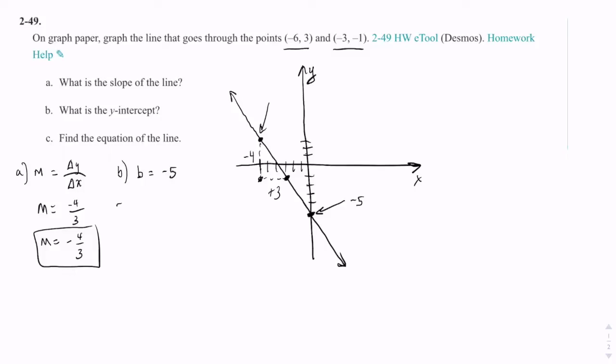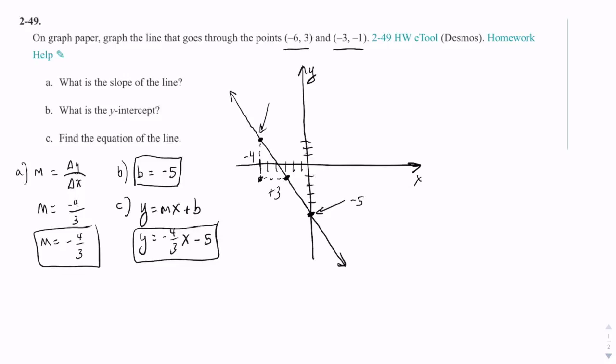And then for C, they're saying, what's the equation of the line? So slope-intercept form is y equals mx plus b. And I have the b from here, and I have the m from part A, so I could just write it as m is negative 4/3, and b is negative 5. And I don't write plus negative 5, I just write minus 5. So there's the equation of the line.